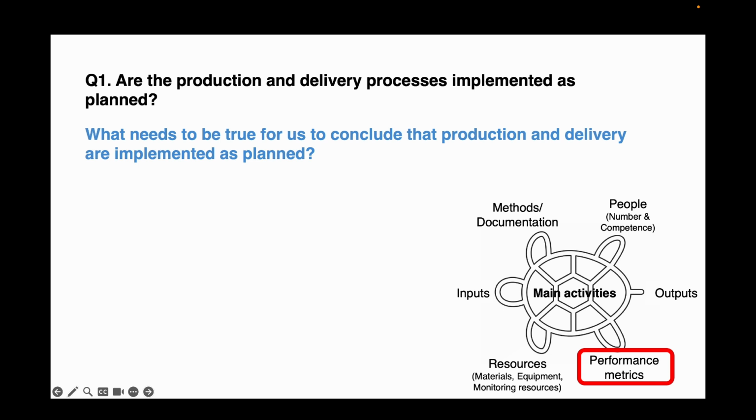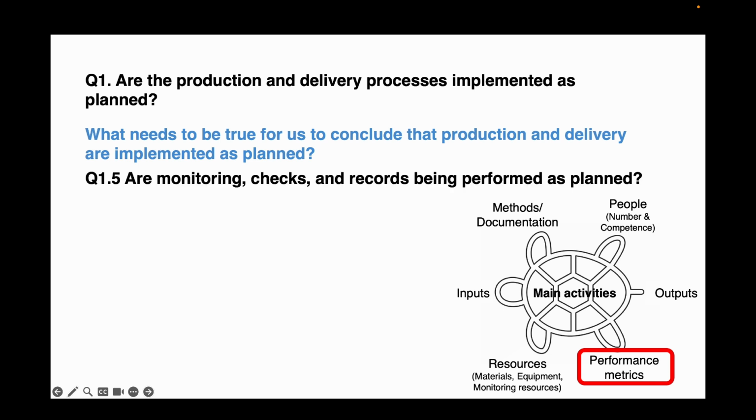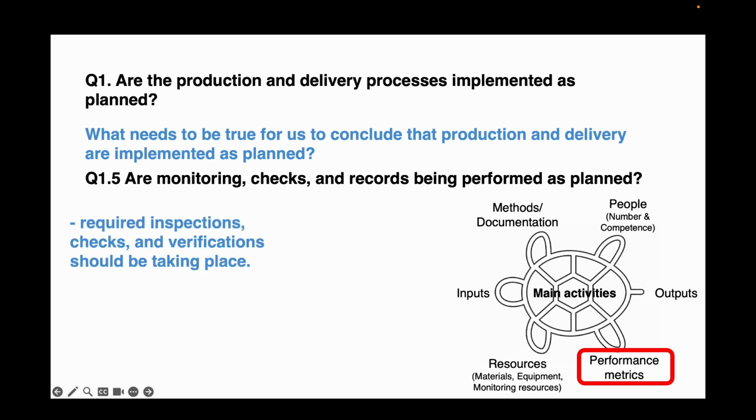Okay, performance metrics. So the fifth question could be, are monitoring checks and records being performed as planned? So finally, we look at evidence. Required inspections, checks, and verification should be taking place. Records should exist where they are needed, and the organization should be able to demonstrate that the process was actually followed. Now, these questions help us determine whether the process is truly being implemented and not just nicely described on paper. Okay?